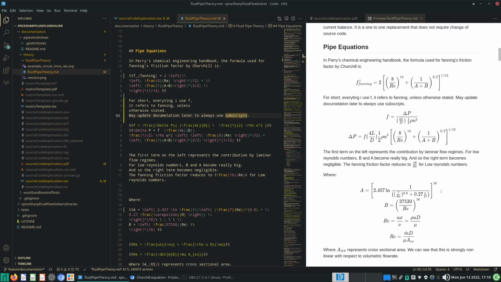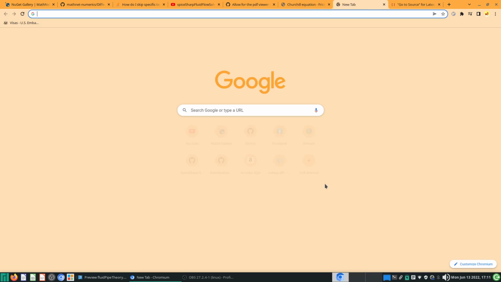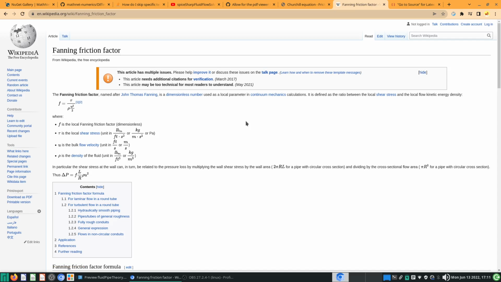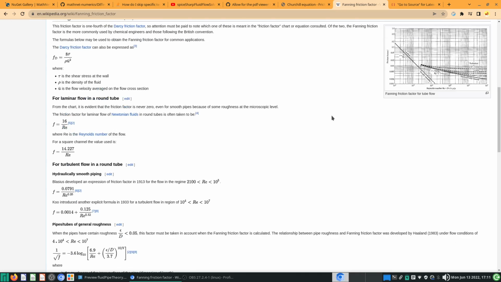Alright, so the Fanning friction factor is equal to this Churchill correlation, and when you put this friction factor in the context of pressure drop, how much pressure drop there is, the friction factor correlates delta P over 4L over D half rho U squared. So if you take a look at Fanning friction factor, where do we get the formula? Okay, here it is. Fanning friction factor, named after John Thomas Fanning, is a dimensionless number, blah blah blah. It is defined as the ratio between local shear stress and the local flow energy, respectively.